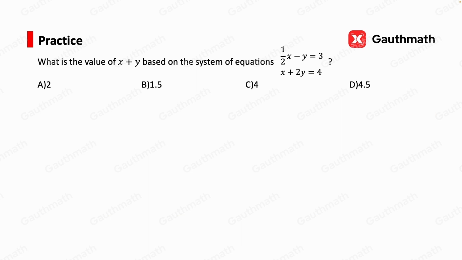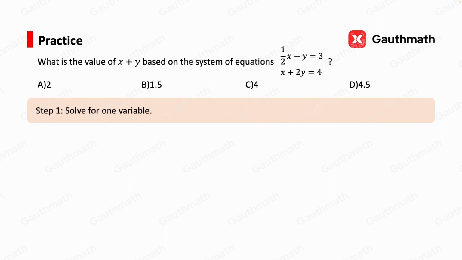What is the value of x plus y based on the system of equations half of x minus y equals 3 and x plus 2y equals 4? And there are 4 choices, A, B, C, D. We're going to solve this linear system by substitution. Remember step 1, solve for one variable. Actually, we can choose to solve for x or solve for y. Here we choose to solve for y in the first equation. So move y to the right side and then move 3 to the left side.